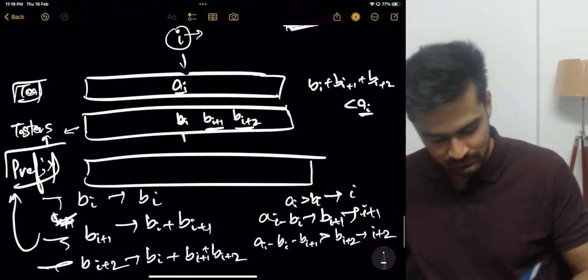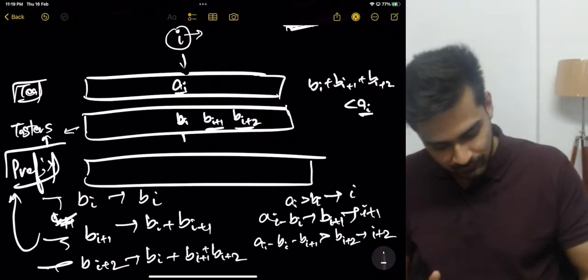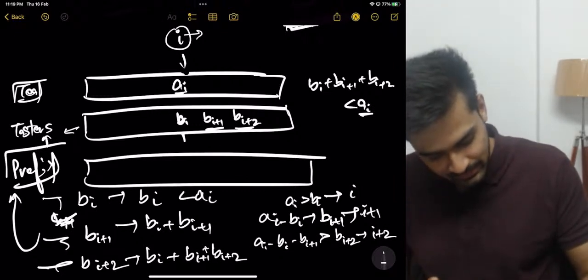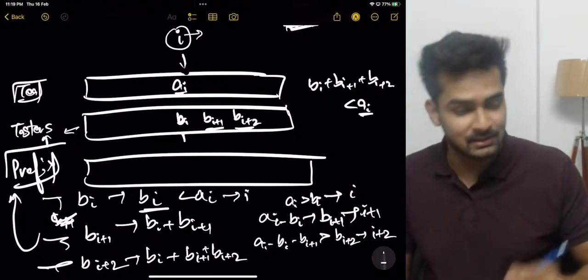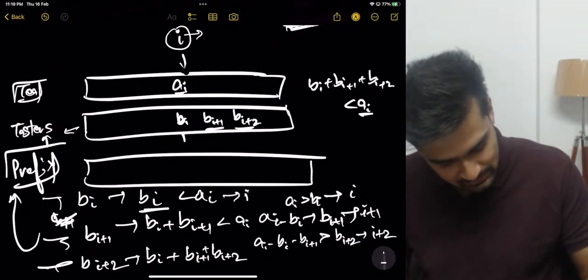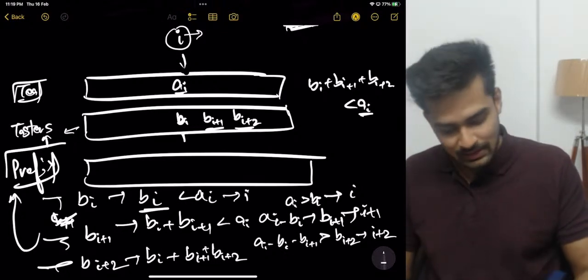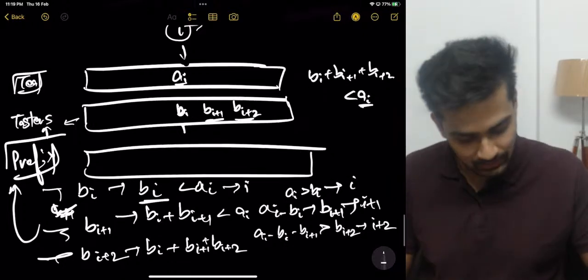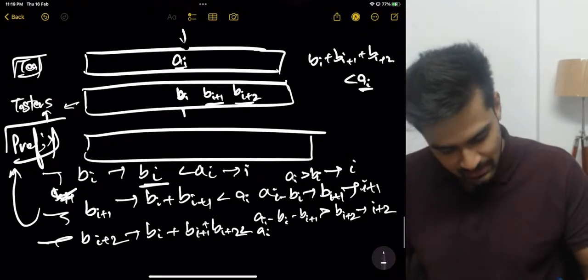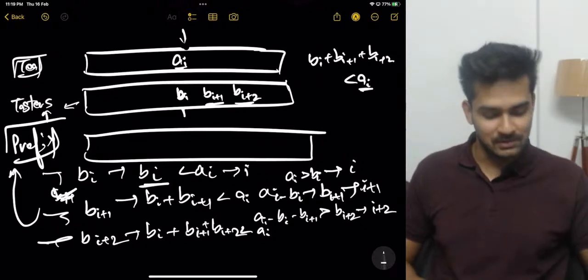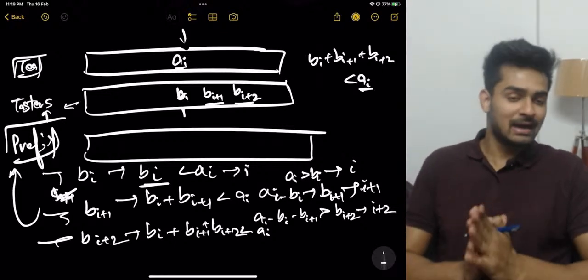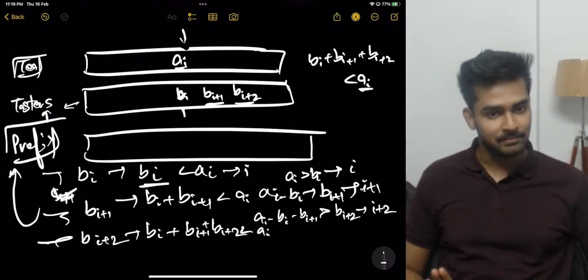These are prefixes. Now, if a_i is greater than b_i, that means I am able to consume the ith tea. If a_i is greater than b_{i+1}, I am able to consume the (i+1)th tea. And if a_i is greater than b_{i+1} plus b_{i+2}, then I am able to consume the (i+2)th tea as well.